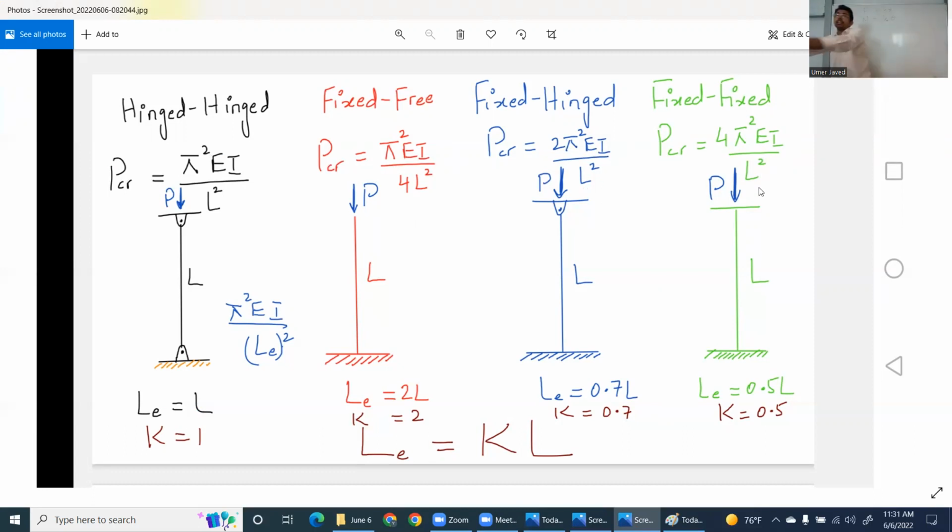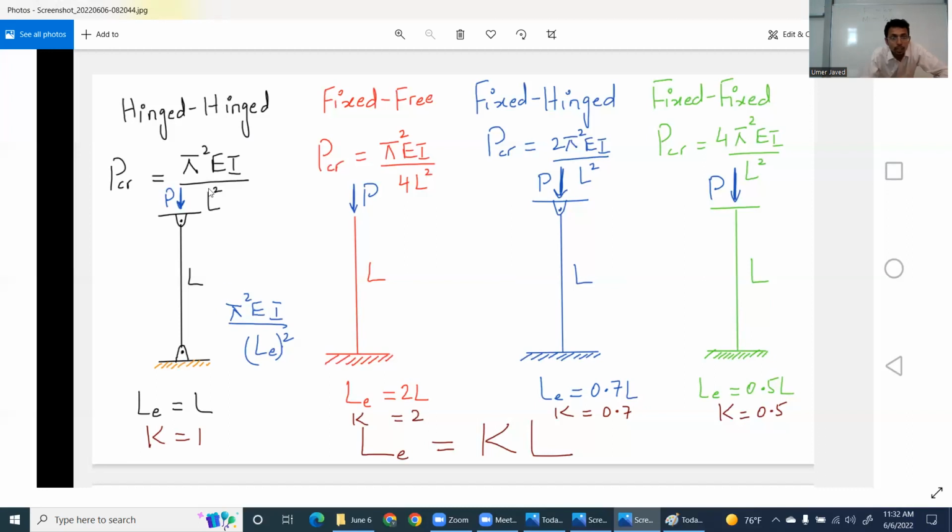So in an exam setting, you will be using these 4 cases. I will be providing you the 4 formulas. You will identify whether it's a hinged case, whether it's a fixed-free case, whether it's a fixed-hinged case, whether it's a fixed case. That's your responsibility. We will go through some examples.